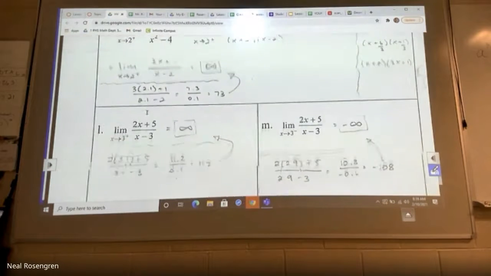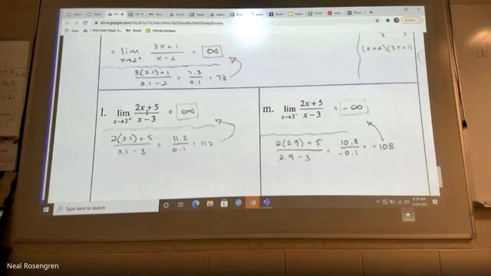So that's kind of just how I wrote these last 3 problems. I thought about plugging in a number, but I know I'm going to get something over 0, right? The first one was 7 over 0. This looks like 11 over 0 for both of these. And so I plugged in a number to the right for L, number to the left for M. Got a big positive number, so positive infinity. Got a big negative number, so negative infinity.